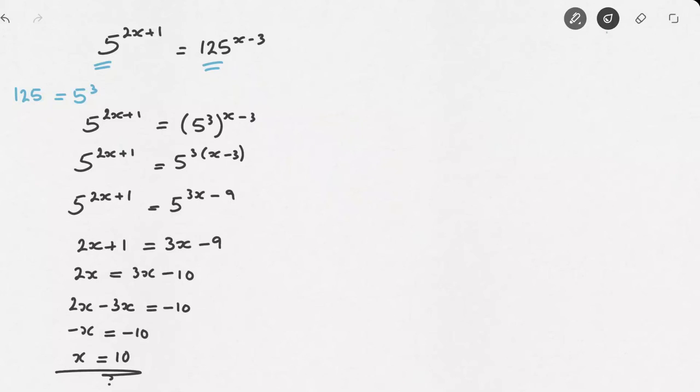And there you have it. That's how we solve exponential equations without a calculator.